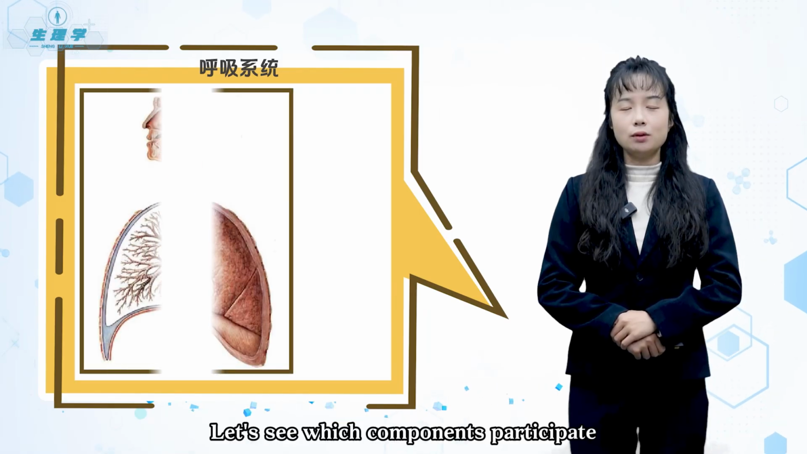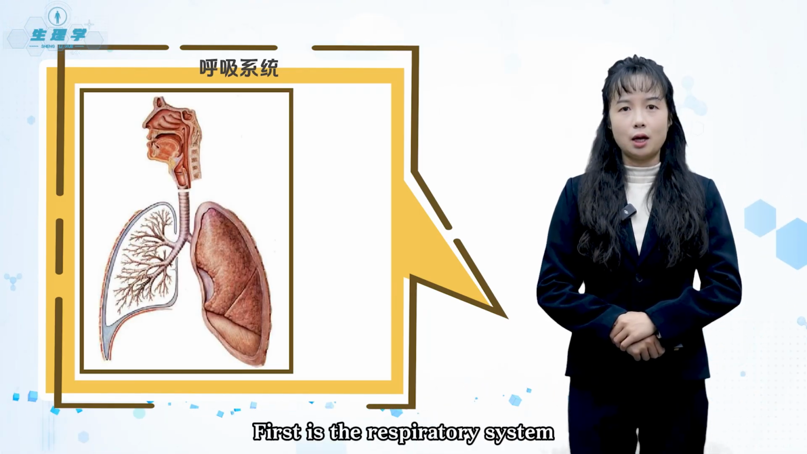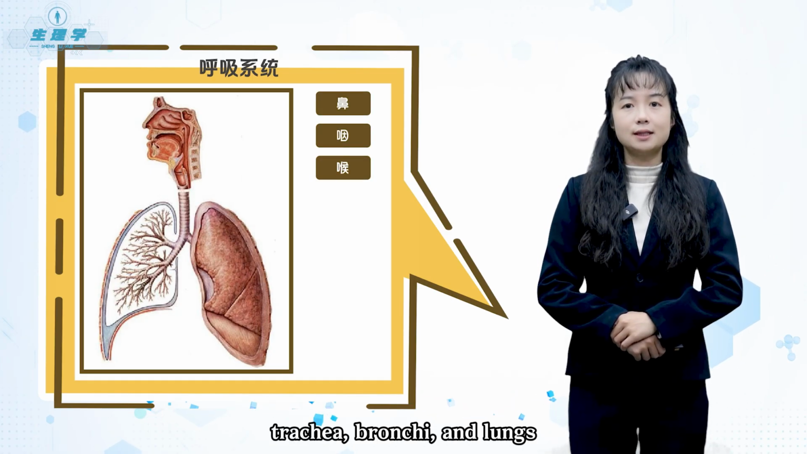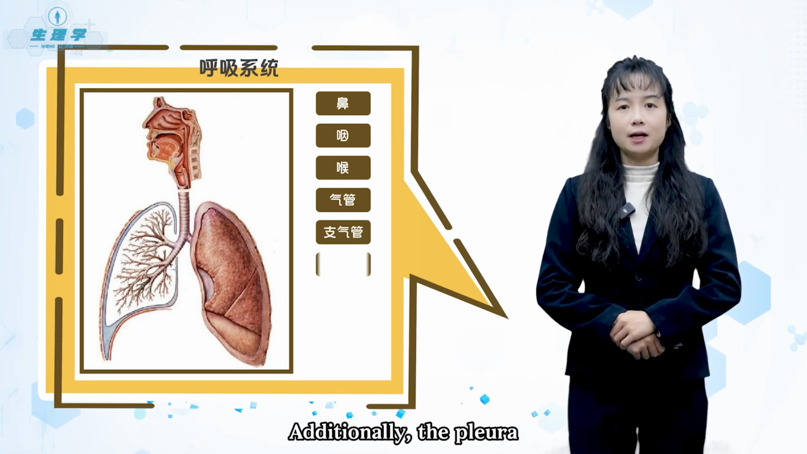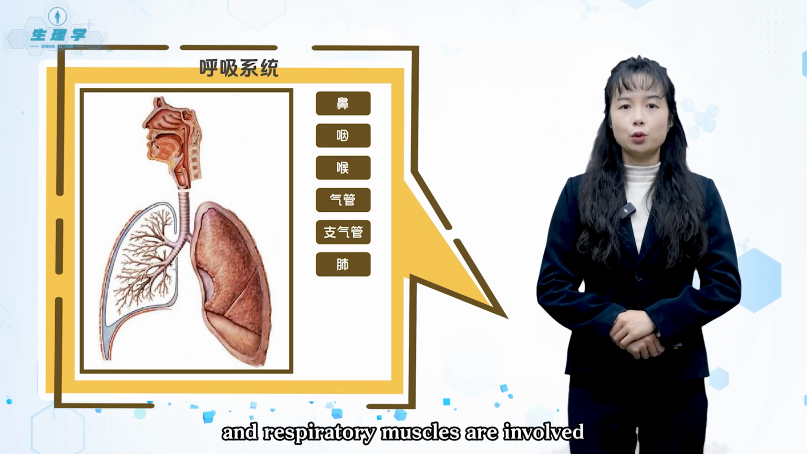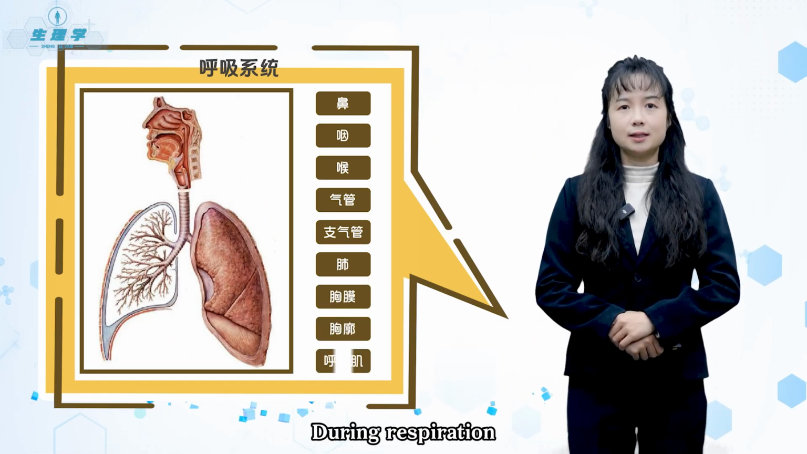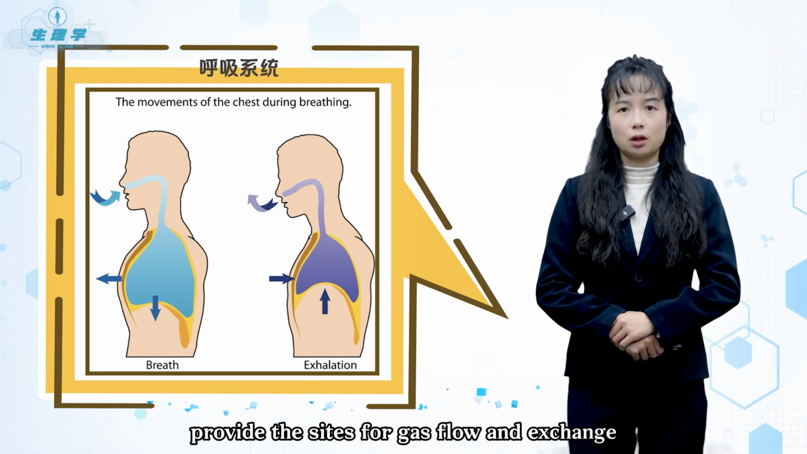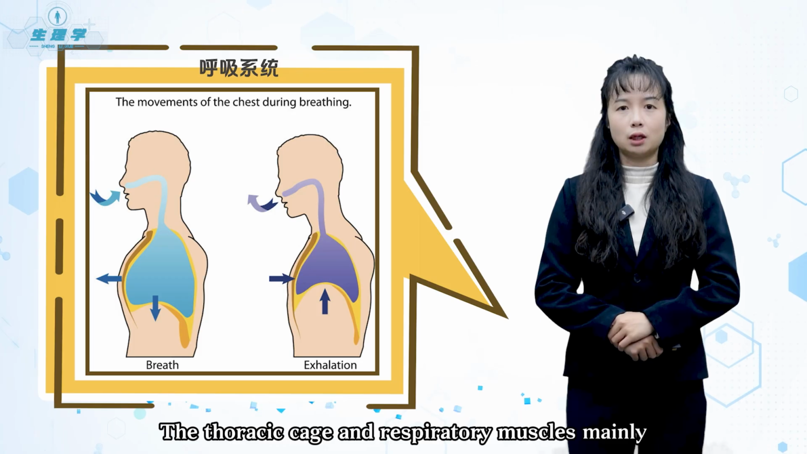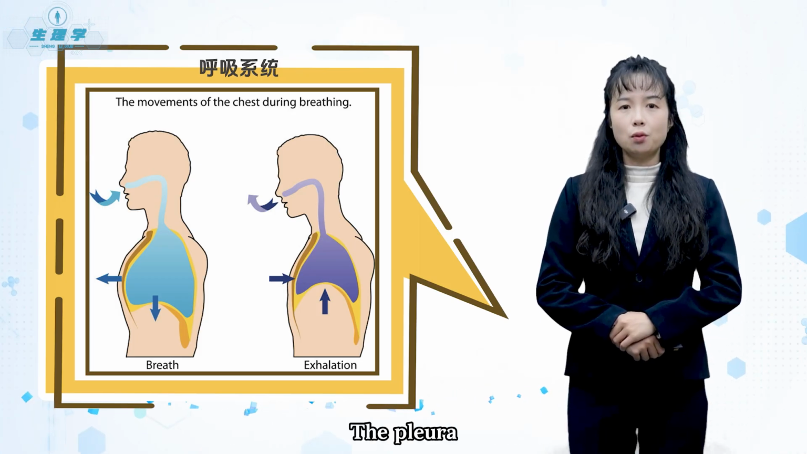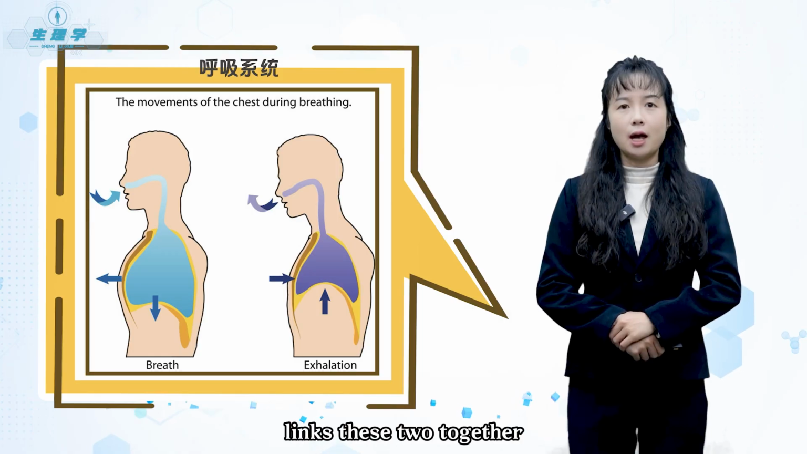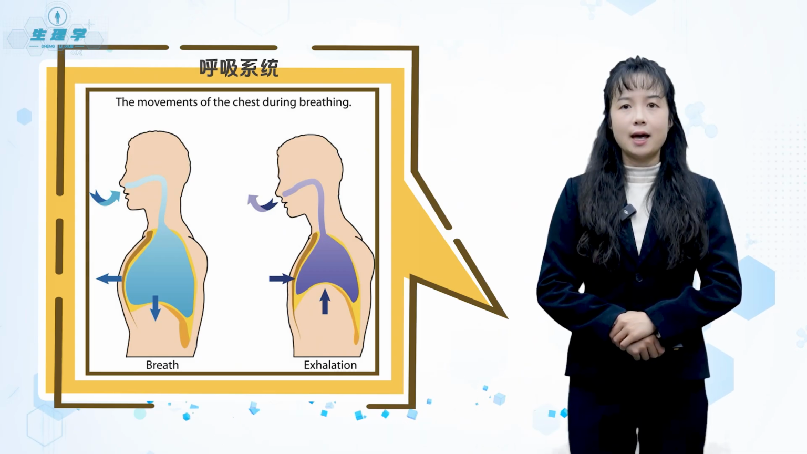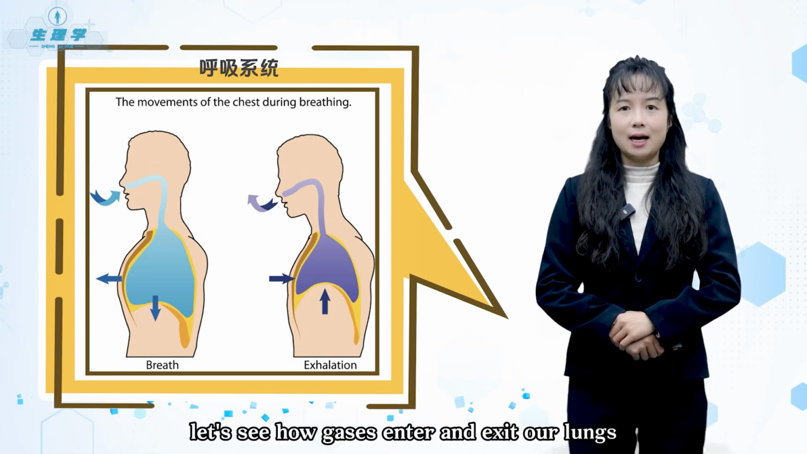Let's see which components participate in breathing movements. First is the respiratory system, including organs such as the nose, pharynx, larynx, trachea, bronchi, and lungs. Additionally, the pleura, thoracic cage, and respiratory muscles are involved. During respiration, the organs of the respiratory system primarily provide the sites for gas flow and exchange. The thoracic cage and respiratory muscles mainly provide the power for breathing. The pleura, through its unique structure, links these two together, enabling thoracic cage movements to drive the expansion and contraction of the lungs.